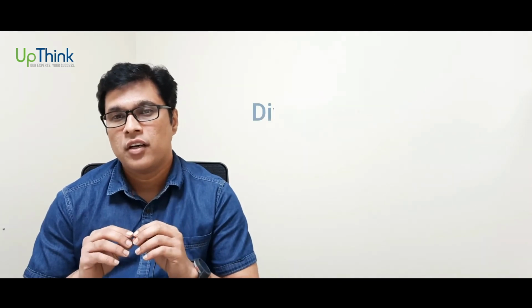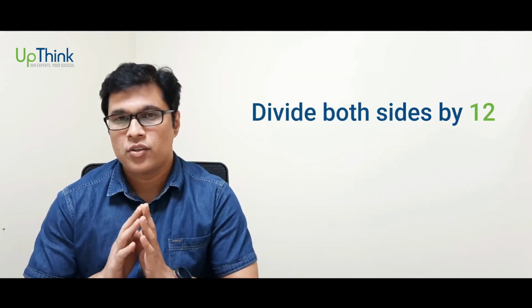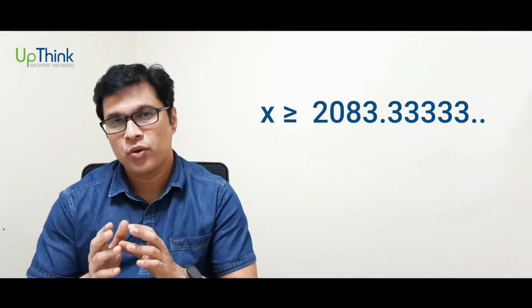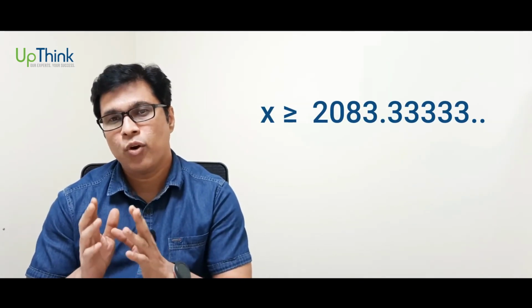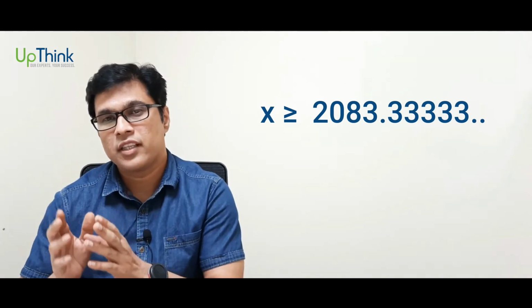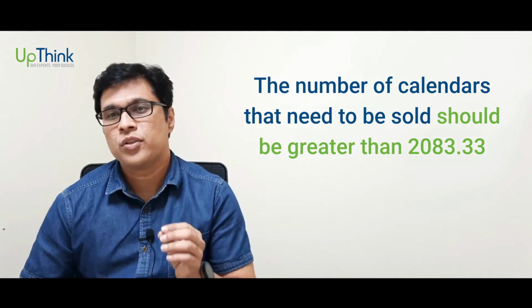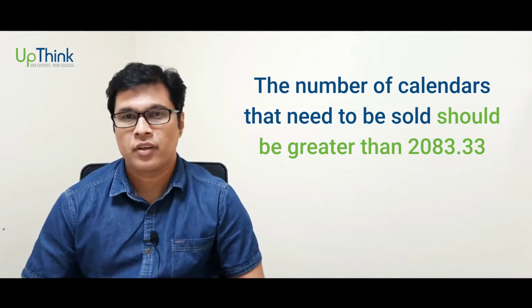So to solve this inequality for X, divide both sides by 12. When we divide both sides by 12, we get X is greater than or equal to 2083.33. The number of calendars that need to be sold should be greater than 2083.33.